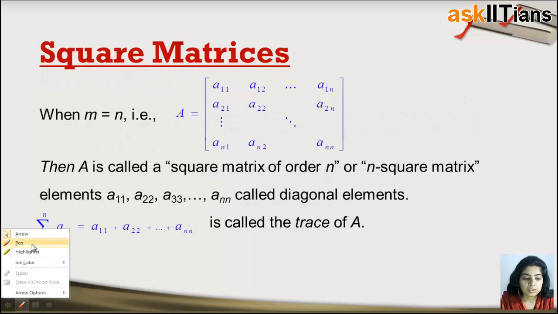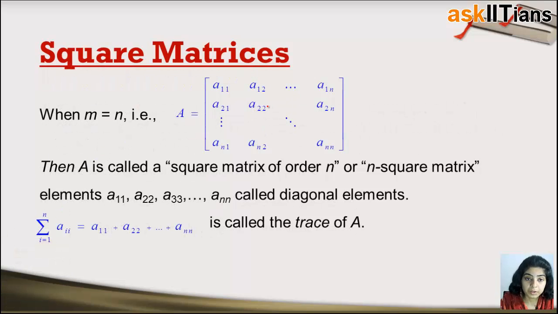Next we have square matrices. Square matrices are extremely important as they are the basis of various other types of matrices too, right? Square matrices means when we have m equal to n. What does m stand for? M is the number of rows. We have already discussed it earlier. And n is the number of columns, right?